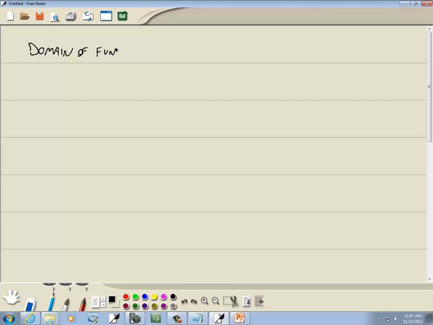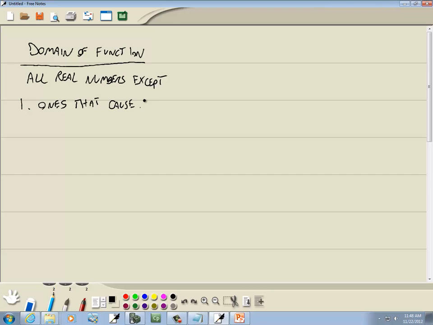Domain of a function. By default, it's all real numbers except ones that cause a zero in a denominator, or cause a denominator equal to zero, I should say. Cause a denominator to equal 0.